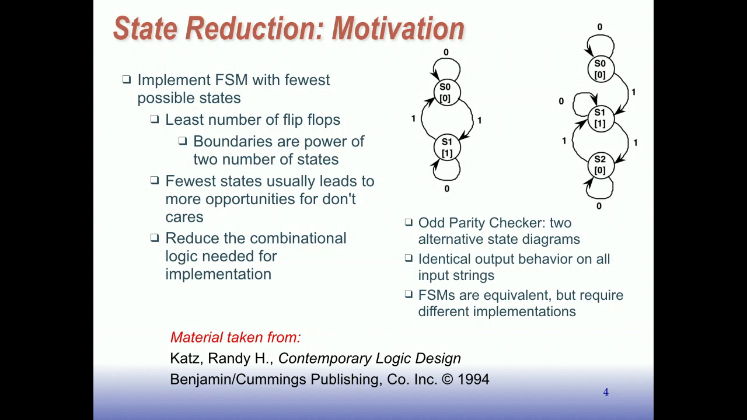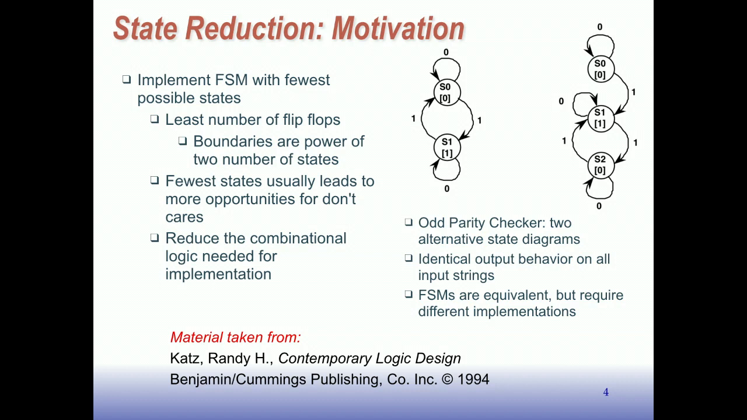So here's an example. Here are 2 simple finite state machines. Both of them implement this odd parity checker. I did an even parity checker in class the other day; this is an odd parity checker. There are 2 alternative state diagrams here, and it turns out they have identical behavior on all input strings. But the implementations, the circuits, would be different for these 2.